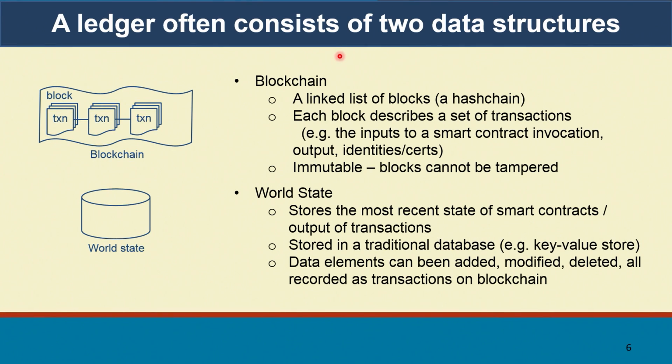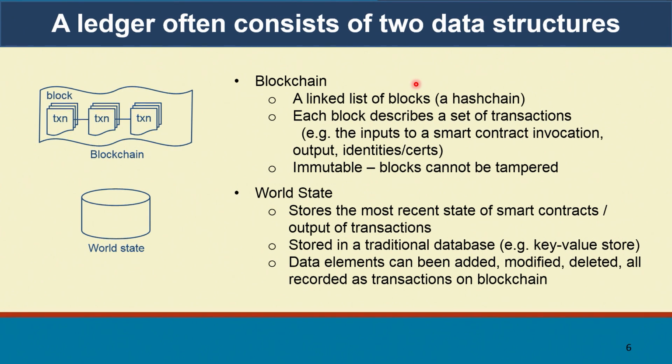Now the ledger consists of, you can think of it as two important data structures. The first data structure is what you would call the blockchain itself. So this is the append-only log of all transactions that have happened. So you can think of it as a linked list of blocks. And a block, as you know, is a group of transactions that have been put together. And when I say a linked list of blocks, how are they linked with each other? There is a hash that is computed on each block that is part of the next block. So this is actually a hash chain.